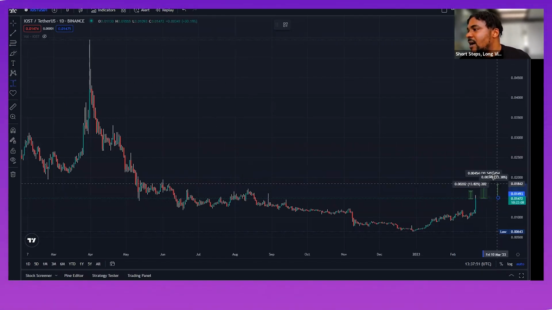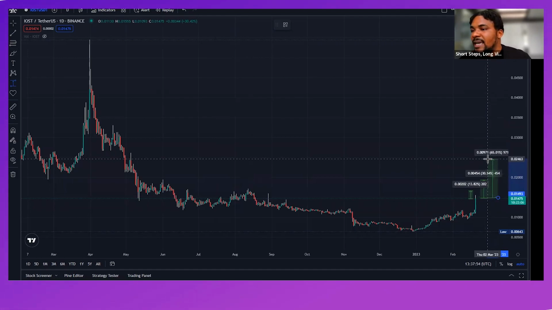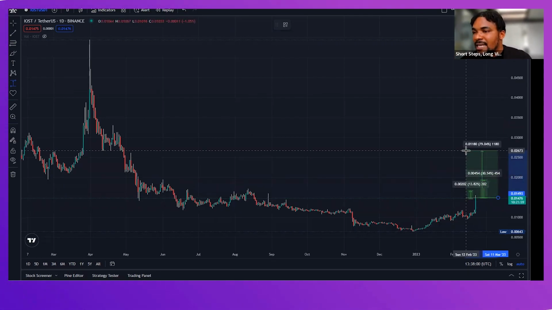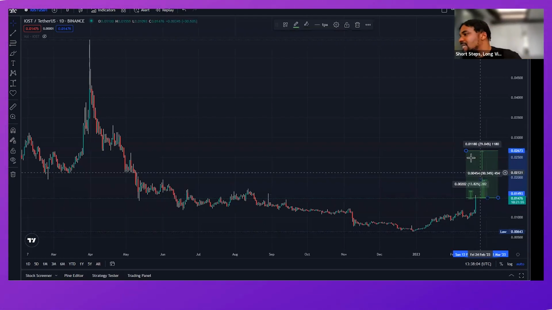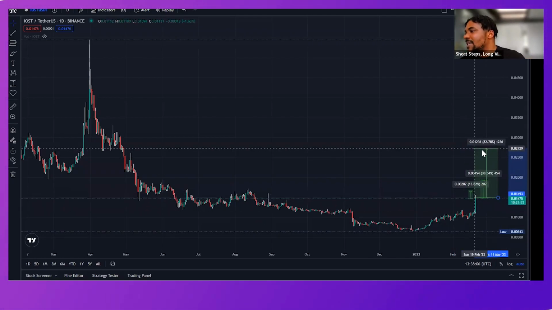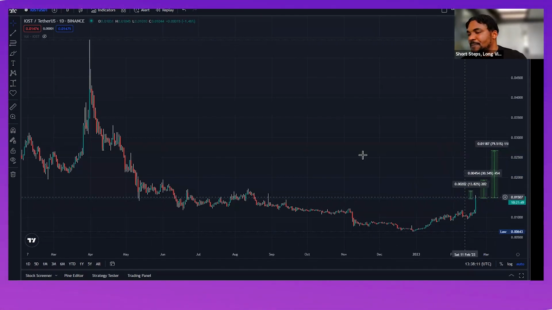Now, what if IOST decides to go gaga? How gaga are we looking at? The market can keep going up to, we've already covered for this range, can keep going up to the next resistance over here. That gives IOST about a 78% price movement. That is absolutely totally crazy.